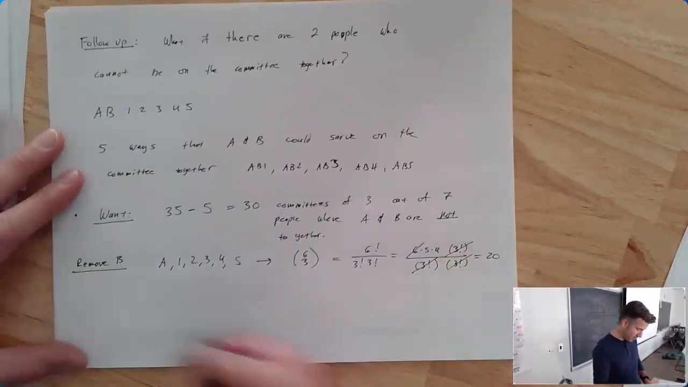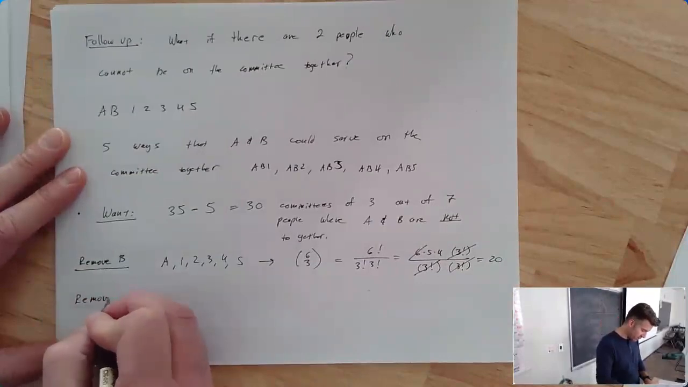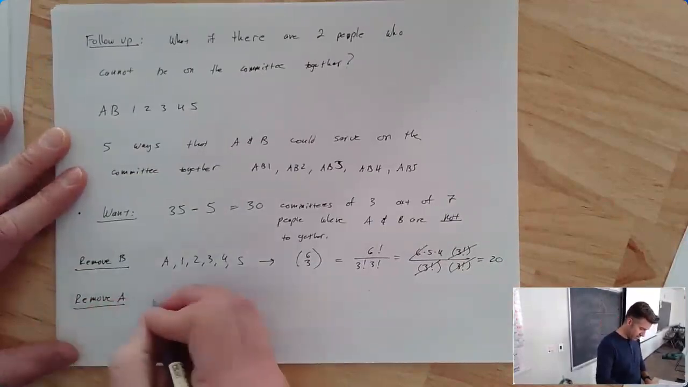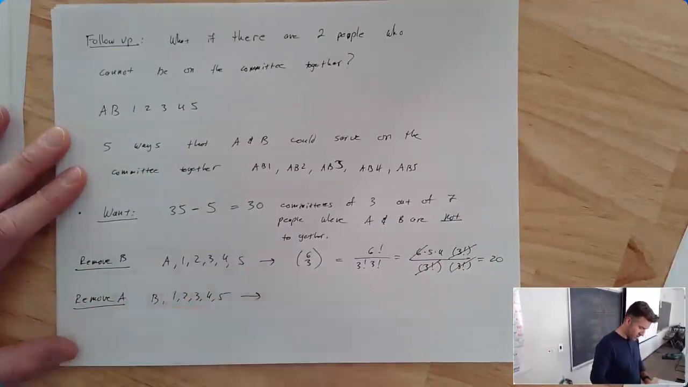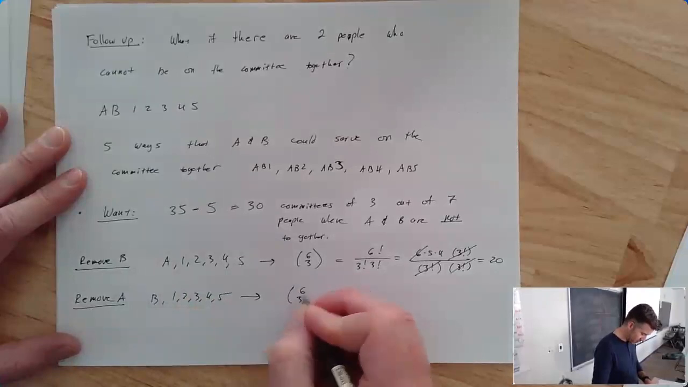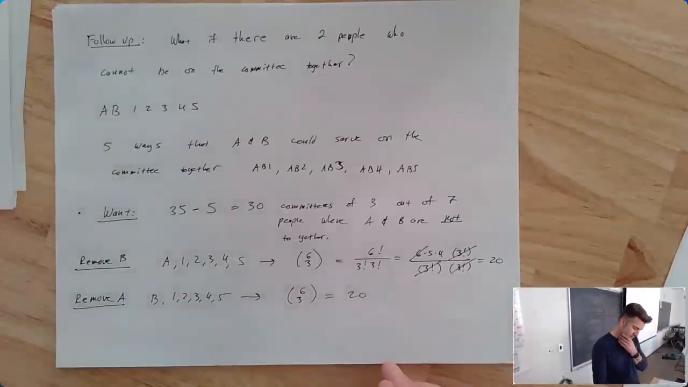And then I'm going to also see the number of ways I can do it by removing just A. So then I'm left with B, 1, 2, 3, 4, 5, which is going to give me also 6 choose 3, which is going to also be 20. But it looks like I've counted too many, right? By kind of a lot. What's going on here?